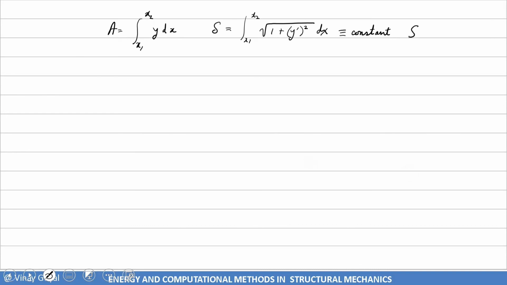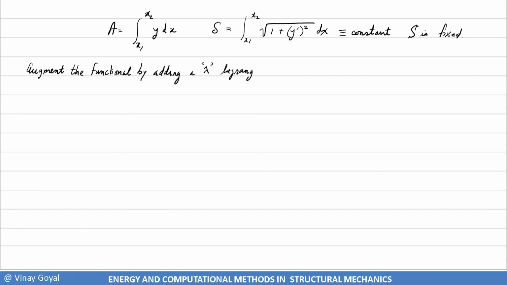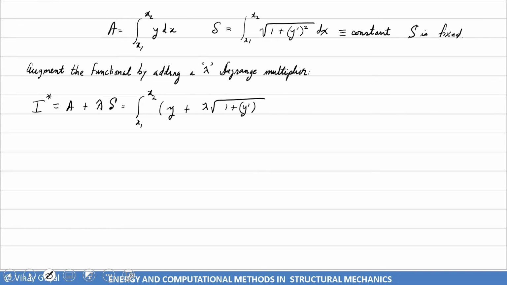So S is fixed. So now I'll augment the functional by adding a lambda Lagrange multiplier. And so when I do that, I get I star, which is what I discussed earlier. I star is A plus lambda times S, which is the integral from x1 to x2 of y plus lambda times the square root of 1 plus y prime squared, dx.